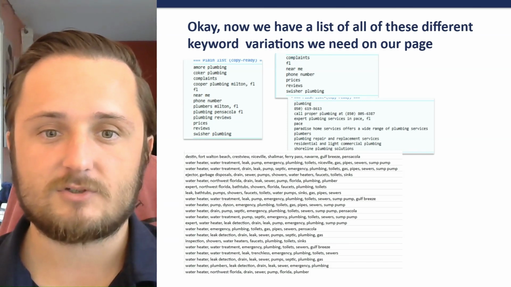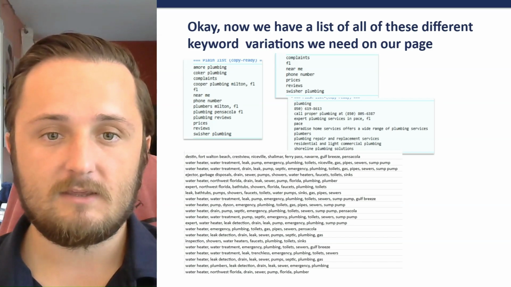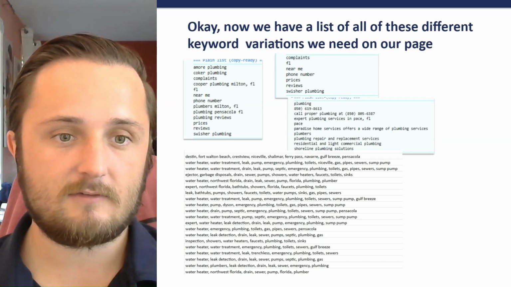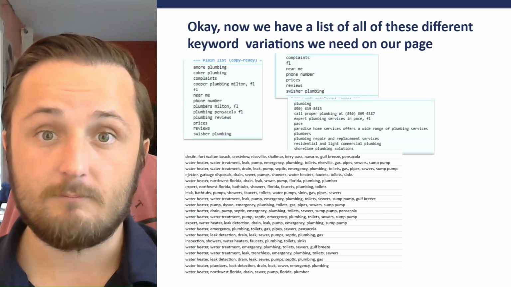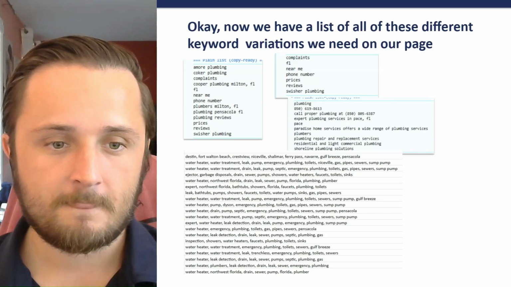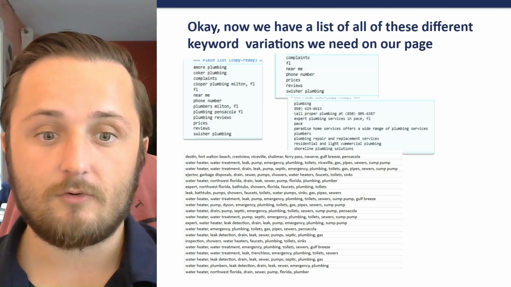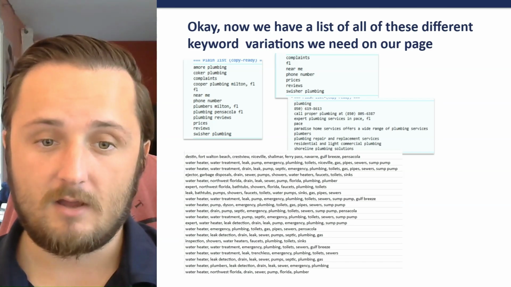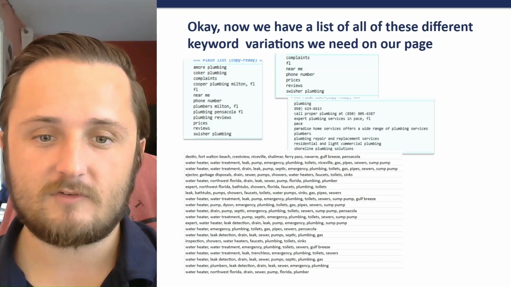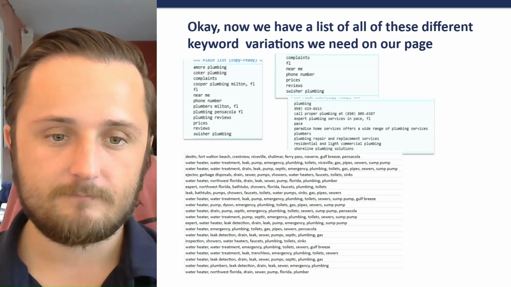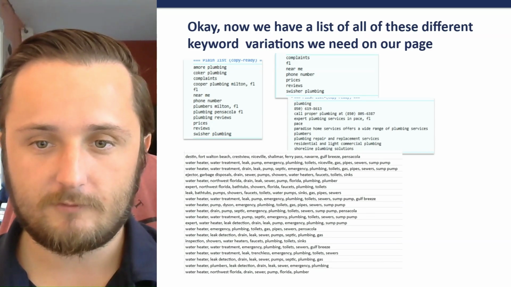Okay, now we have a list of all of these different keyword variations we need on page. So in the screenshots here, we got "near me," we've got "plumbing," we've got "complaints," we've got "plumbers Milton," "plumbers Pensacola," we got "plumbing reviews." We've also got "water heater," "water treatment," "link plumbing." We also got "pump," which is interesting. "Emergency," "toilets," "pipes," "sewers," "sump pump," "garbage disposals."